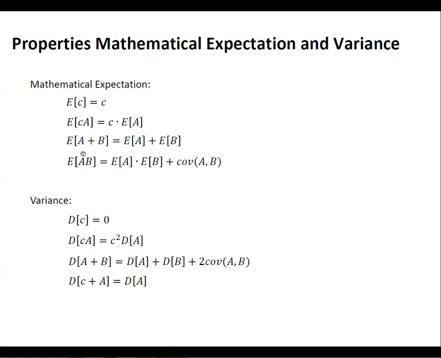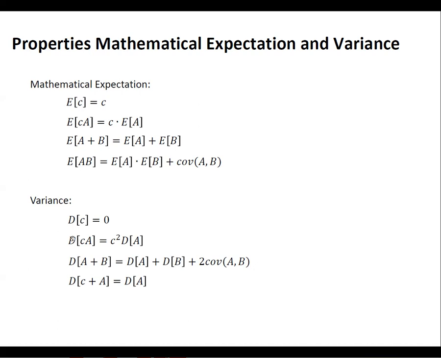The third property is that the expectation of the sum of two random variables is the sum of the expected values of the two random variables. And the fourth property is that the expectation of the product of two random variables is the product of their expectations plus the covariance between these two random variables.